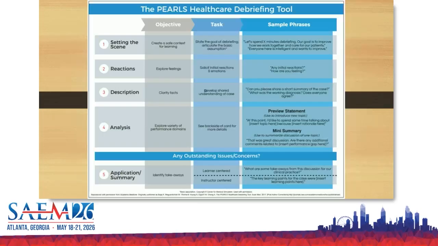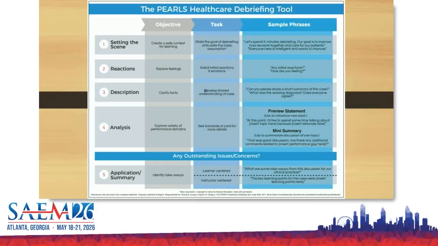So the first one is setting the scene. This is actually like the pre-briefing we talked about earlier, and it's an opportunity for you to set the stage, to establish psychological safety, to reinforce confidentiality, and to set the stage for what's going to happen next. This debriefing is an opportunity for us to discuss the performance of the team and the performance of the system, and not really point fingers at one individual person.